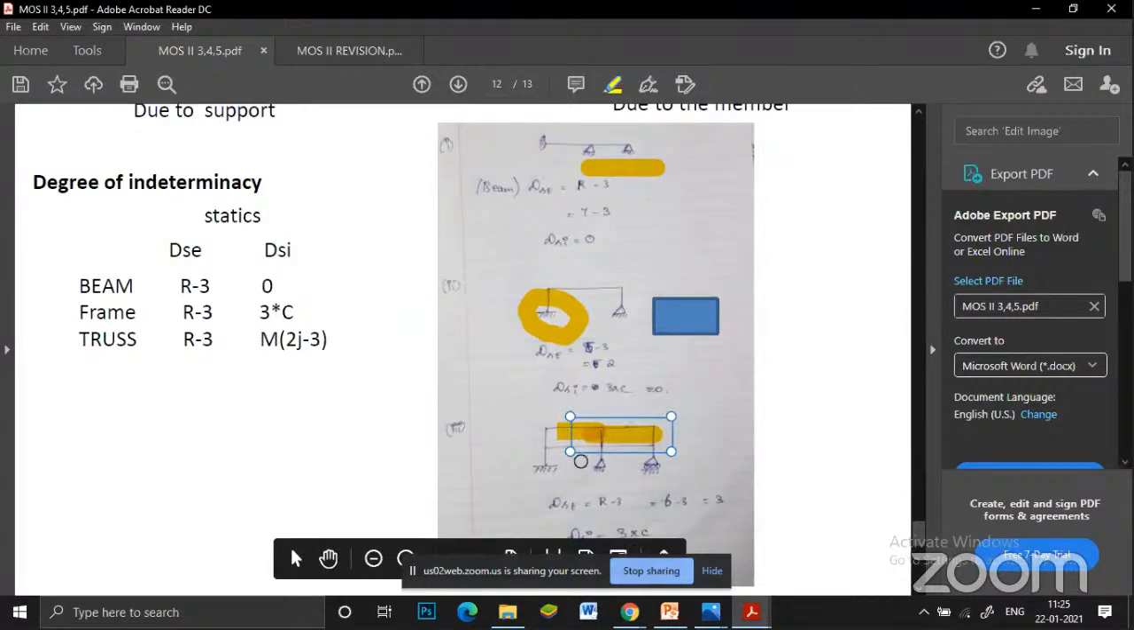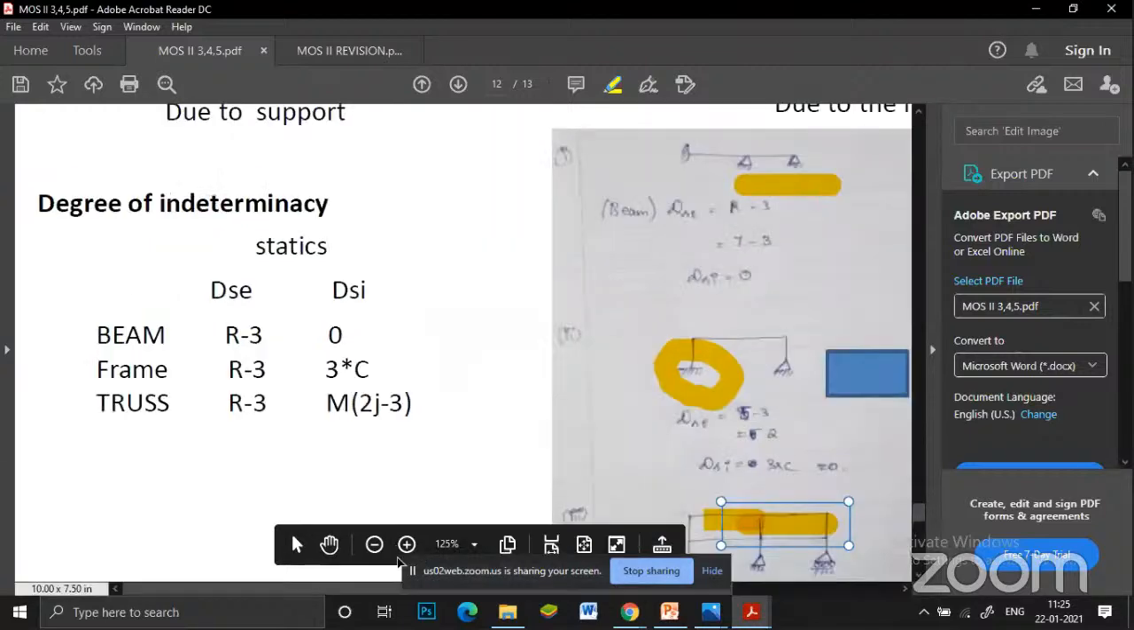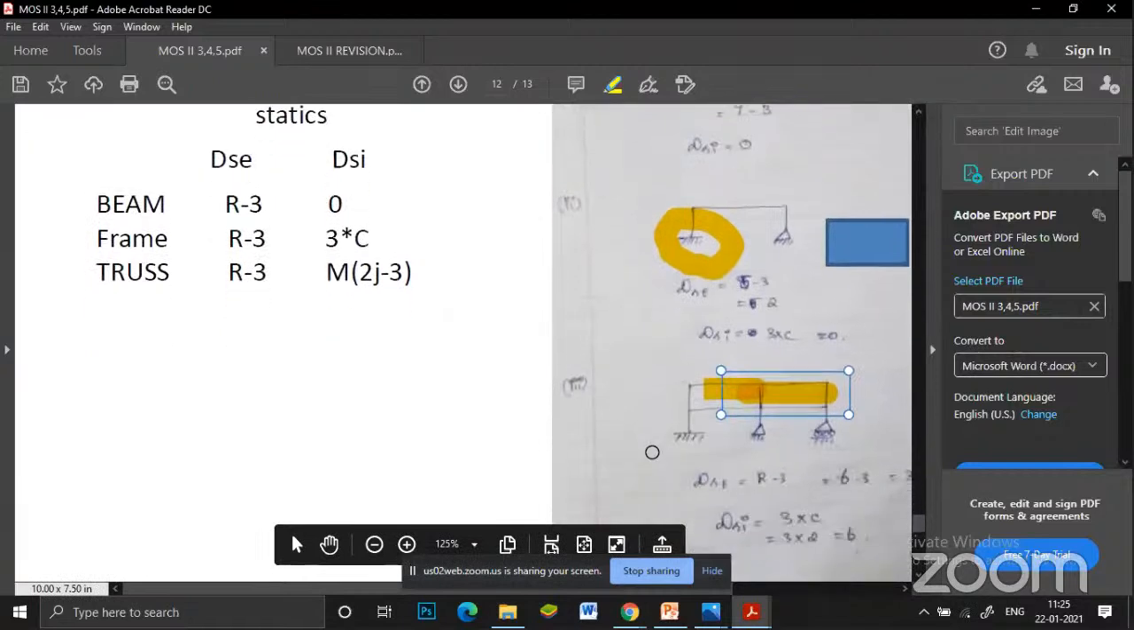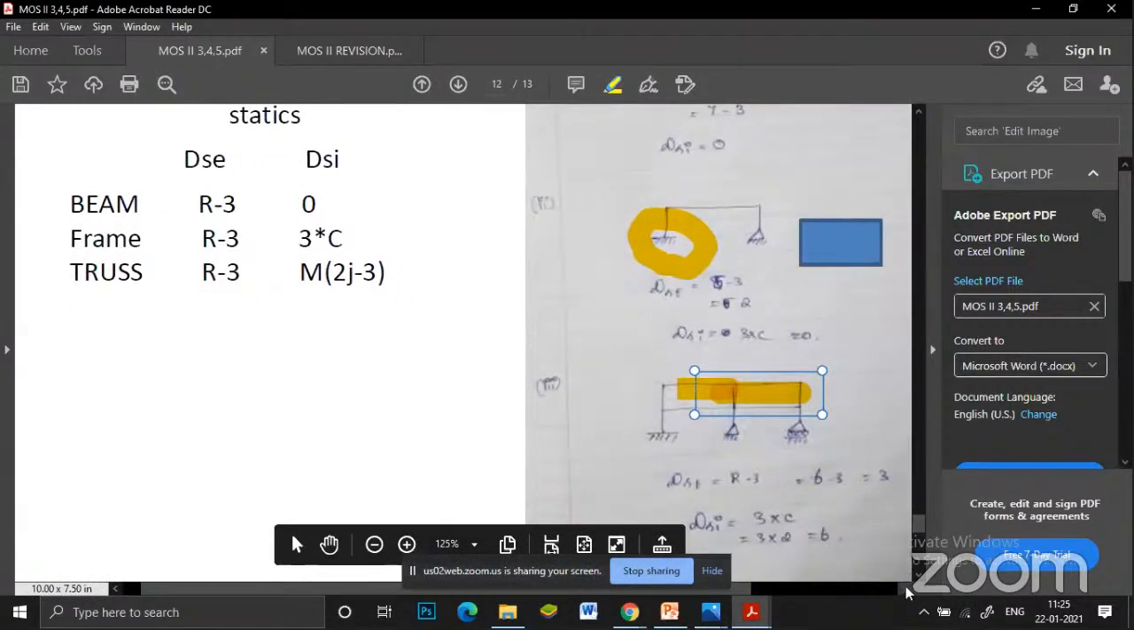By seeing this, you will have an idea that it's a frame structure, because it is a closed loop. For finding that, external is equal to r minus 3. Internal is equal to 3 into c. C is nothing but closed loops. How many closed loops are there? 2 closed loops. By seeing the diagram itself, we can see the intersection. 2 closed loops are there.